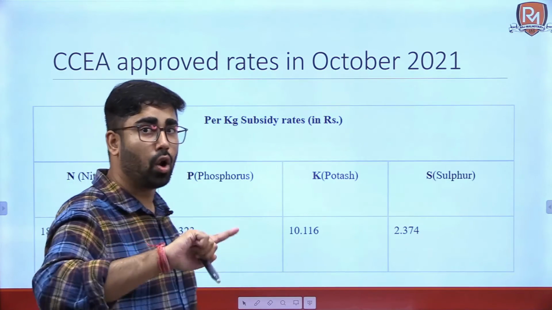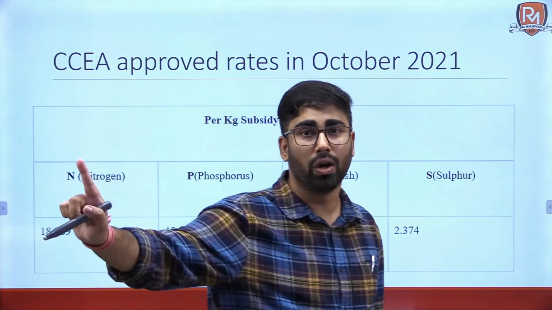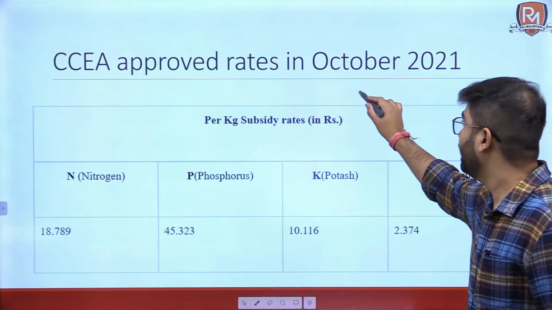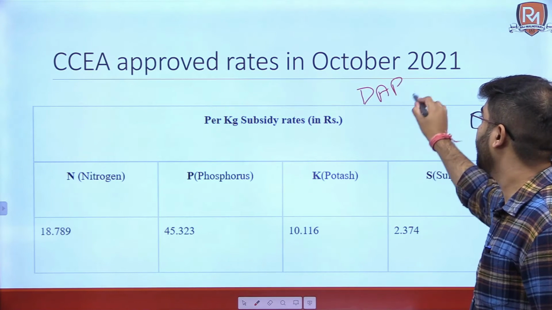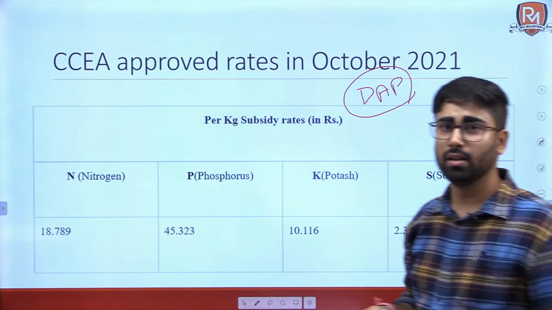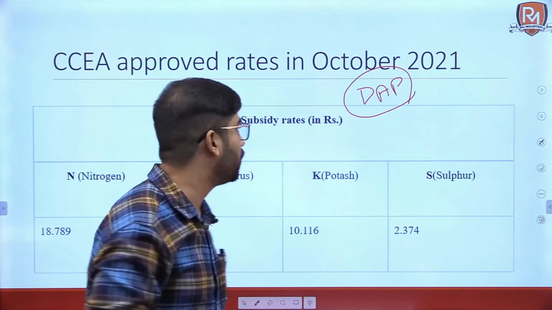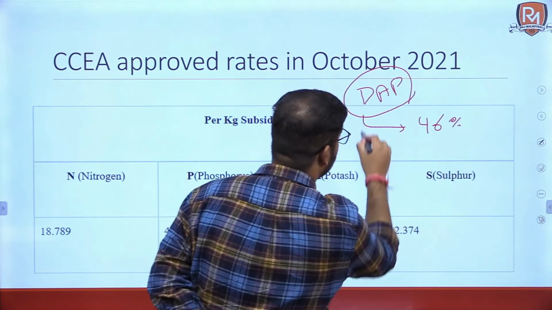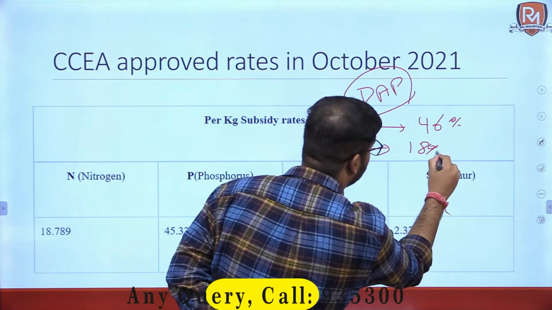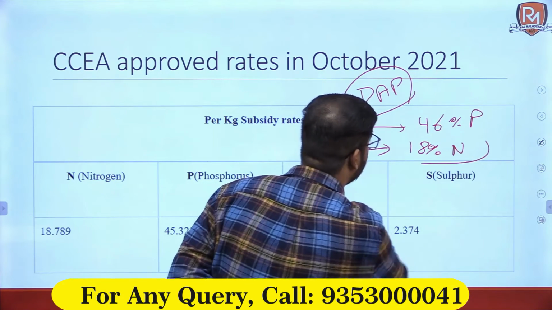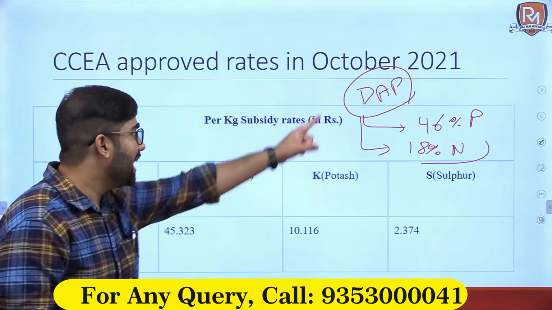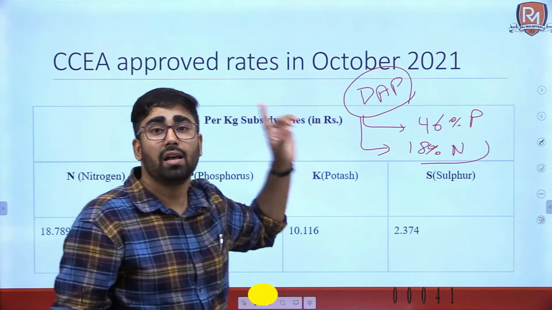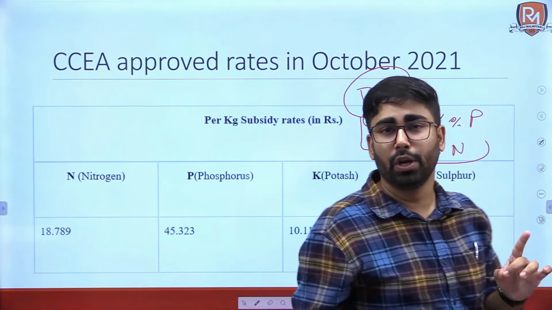First thing is that for non-urea fertilizer there is no controlled price. So let's say in diammonium phosphate there is 46% phosphorus and there is 18% nitrogen. Diammonium phosphate is a non-urea fertilizer and hence it will come under the regime of nutrient based subsidy.